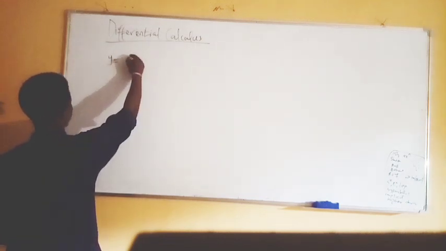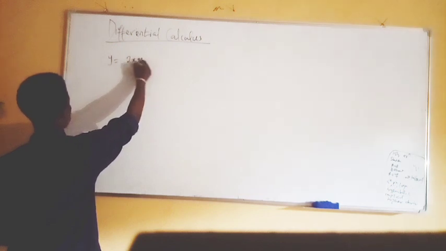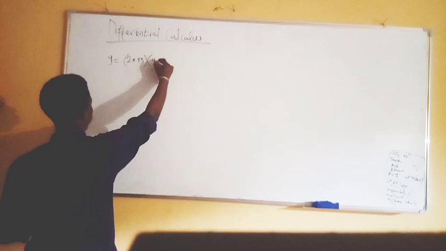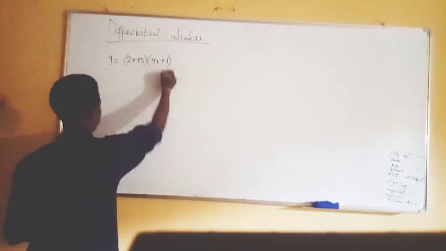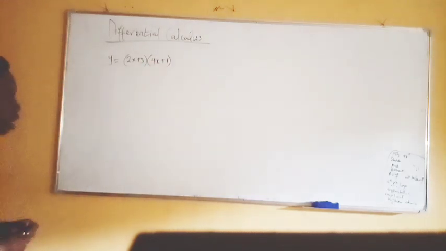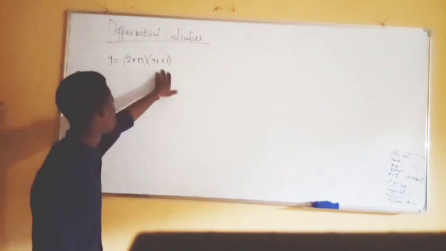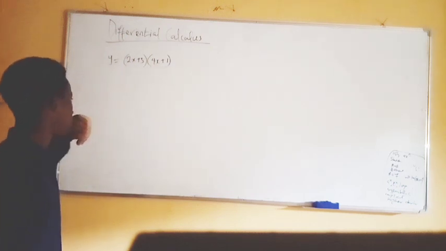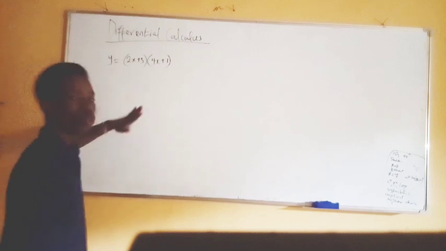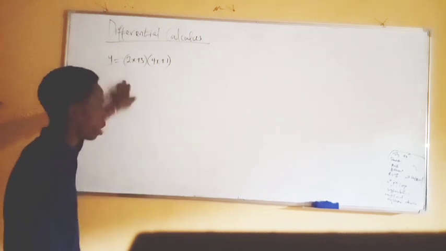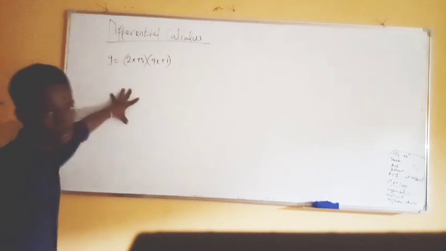Y is equal to 2x plus 3 multiplied by 4x plus 1. Yes, for those who would think it straight, the first thing that comes to your mind is to open up the expression here and then use the formula or use the method of differentiating polynomials to do that. That also will give you your answer.